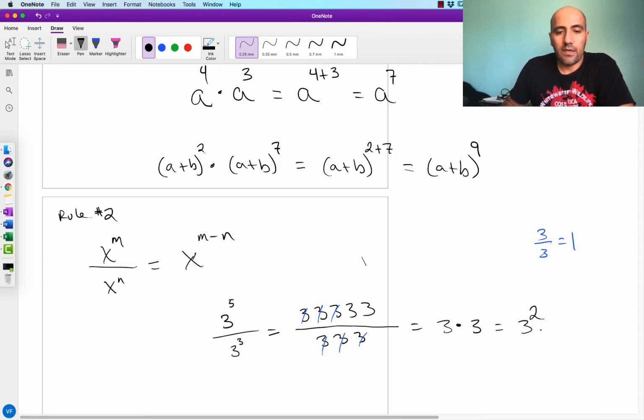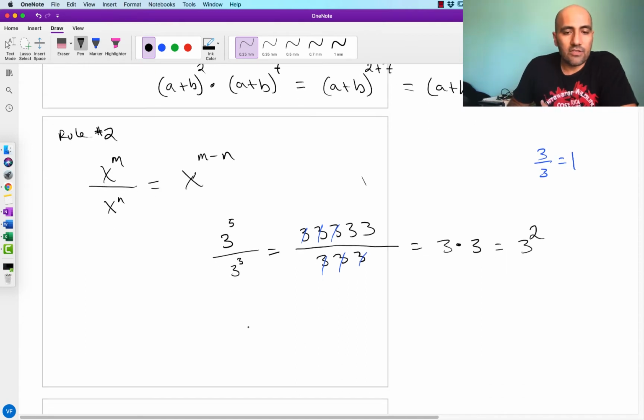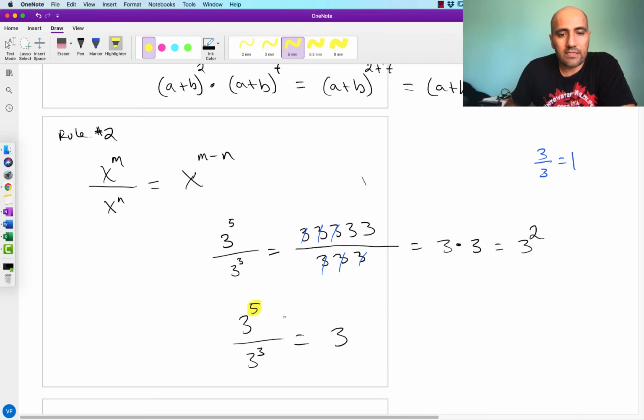And again, if we want to establish a shortcut, we can go back to where we started. If we take the base 3 and then subtract the exponents in the following order, this exponent minus this exponent, right? So it'll be 5 minus 3. That'll be 3 to the power of 2. Right? So we get the same answer. The shortcut works. Good, good, good.